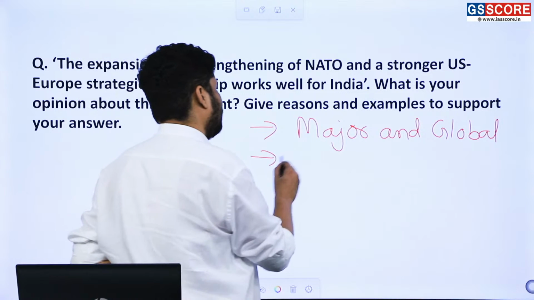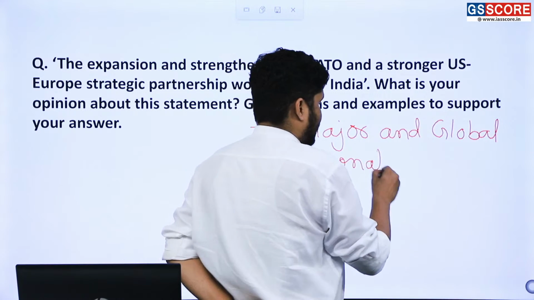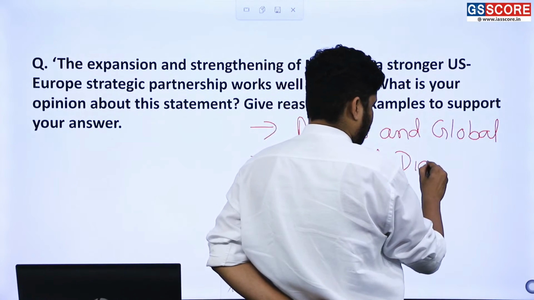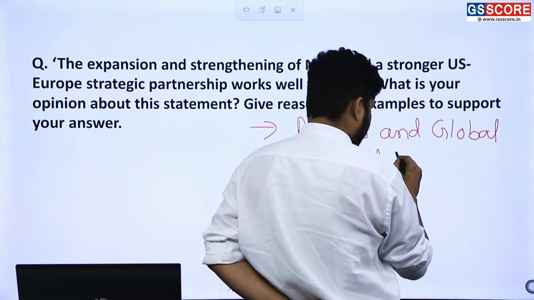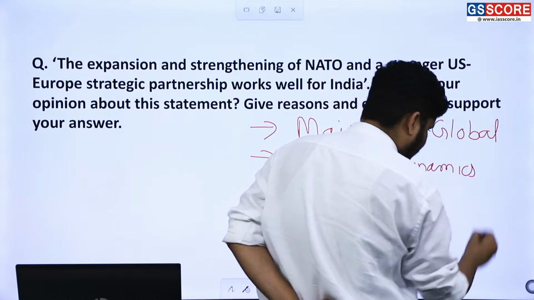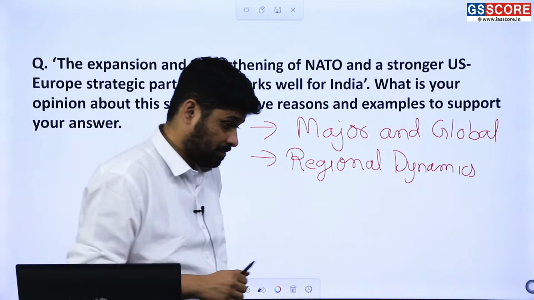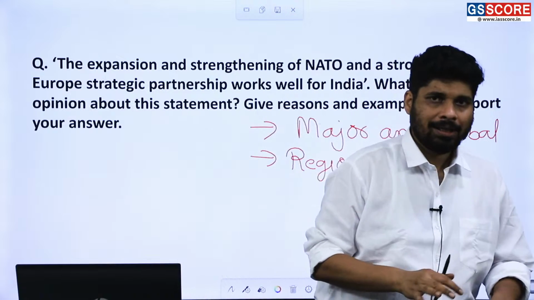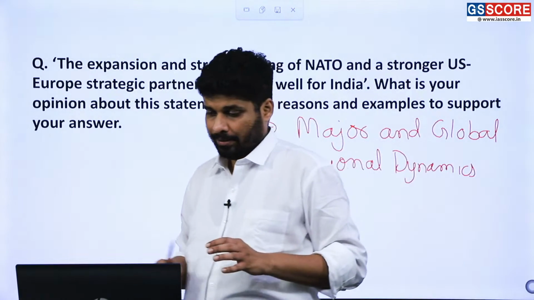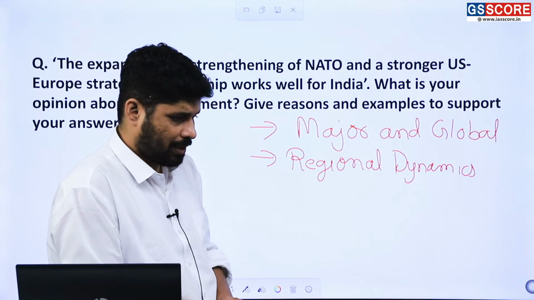Second, we cannot forget our regional dynamics. Yes, we have had bad relations with China. In fact, at this point of time, India's relations with China are at their lowest, near the lowest. Does it in any way mean that we cannot improve our relations with them?